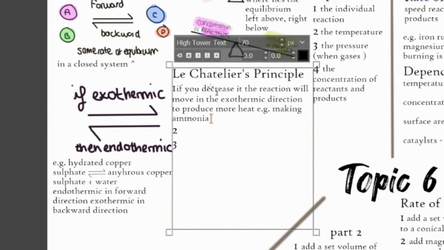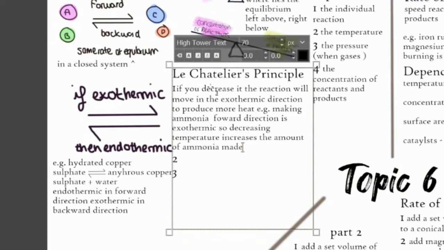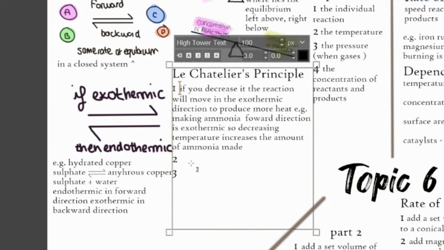Number 2, pressure, only with gases. If it increases, the equilibrium will reduce it by moving to the side with the fewest molecules of gas, e.g. in making ammonia, N2 plus 3H2 can make 2NH3. There are fewer molecules on the product side, so if you increase the pressure, more ammonia is made.